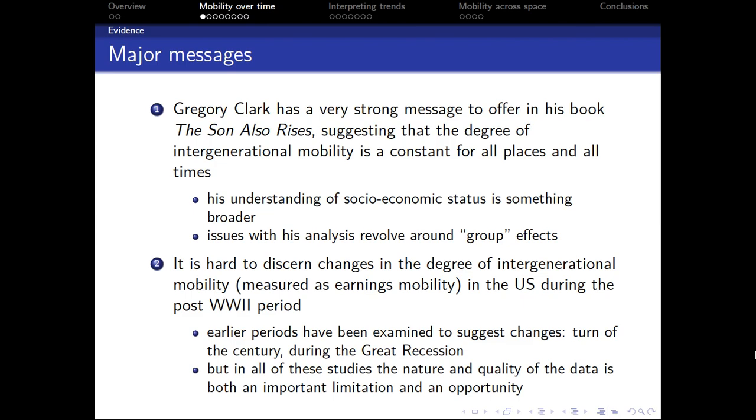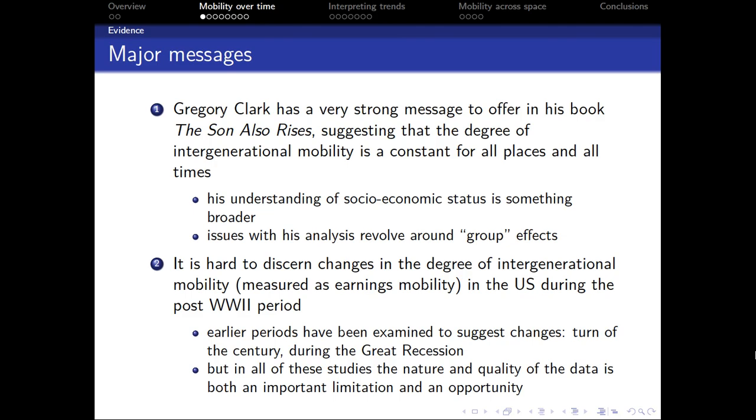I should point out that Gregory Clark's controversial book, and I have stated this as well, almost as a hint for someone who wants to review this book as part of their assignments, argues that there's a great lack of fluidity in intergenerational mobility across space and across time. In fact, he goes so far as to say that the degree of intergenerational mobility measured in his version of status is constant for all places and for all times.